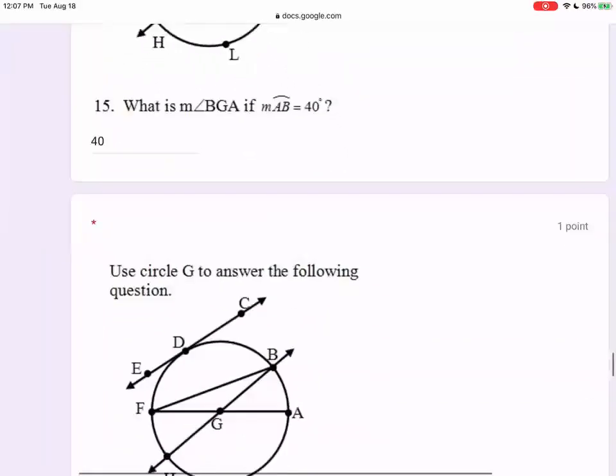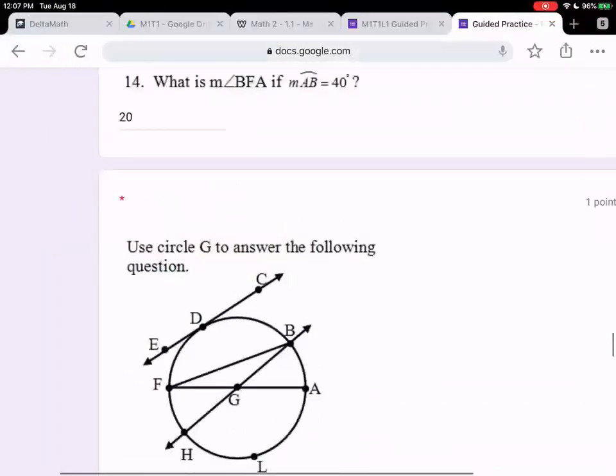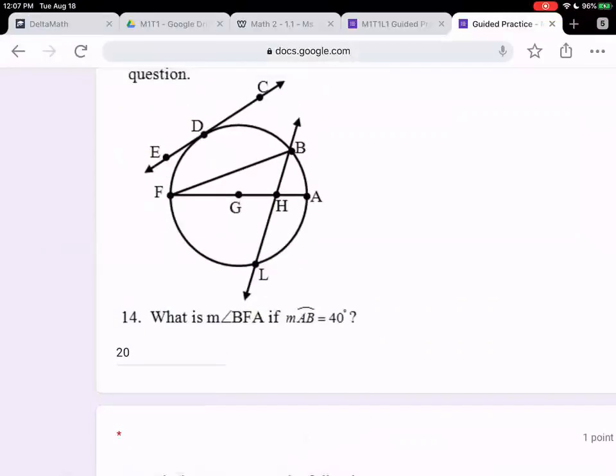Let's scroll up. What was 14? So this is the measure of the inscribed angle compared to the arc, and it has to be half of it. So the inscribed angle is half of the arc, so half of 40 is 20.